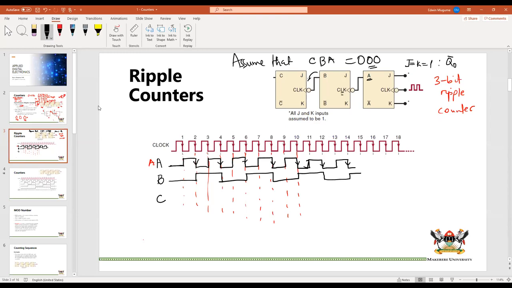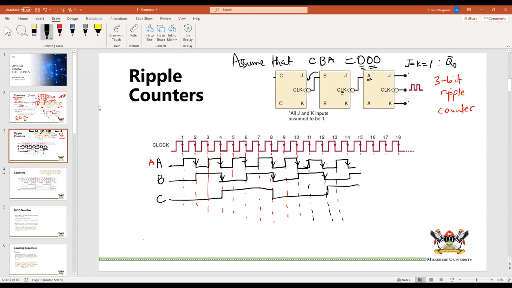C is being driven by the output of B, so B is the clock of C. And so for C, we are going to be looking for the NGT, the negative going transition in B, which is the point at which B moves from a one to a zero, which is that point, that point, that point, and so on. So C will stay at zero because it was initially zero. It will stay at zero until that point. It will move to one until that point when NGT goes back to zero. It will stay at zero until that point, and so on and so forth.